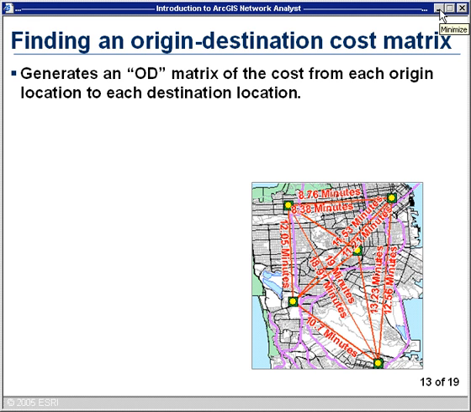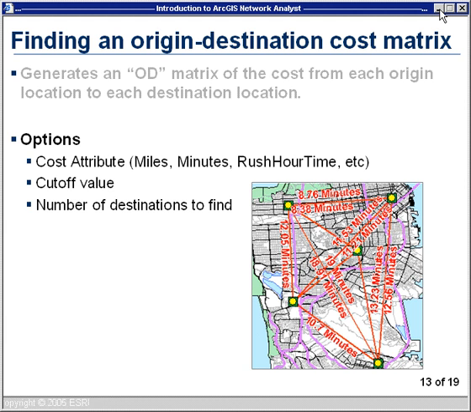Okay, the last type of analysis I'm going to talk about is generating origin-destination cost matrices. This generates a table of the costs going from each origin location to each destination location. The result can be used for such things as spider diagrams or distance time charts. With this solver, you can change the cutoff value either globally or for each origin, and you can change the number of destinations defined, again, using either a global setting or for each origin.